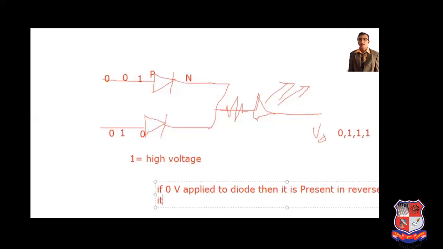So it is known as open circuit. So it is the parameter of OR gate. This is the complete topic regarding the OR gate.